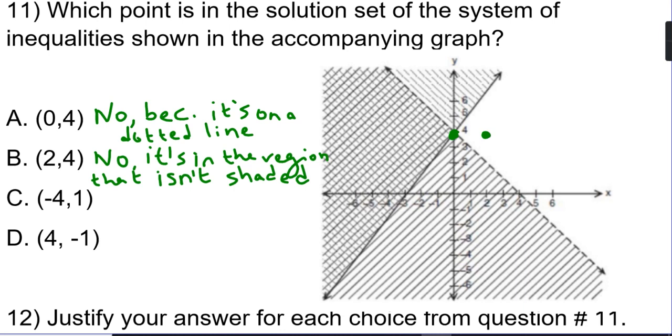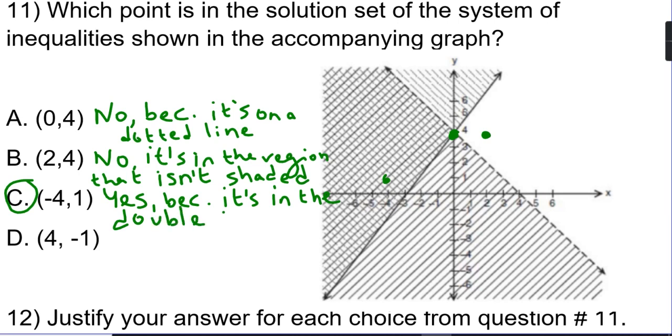Then we have negative 4, 1. Negative 4, 1, if you notice, is in the double shaded region. It's shaded in both directions. It's shaded for both graphs. So the answer for this one is yes. This is the one we're going to circle. I'm going to say yes, it is a solution because it is in the double shaded region. Okay, it's in the part that is shaded for both inequalities. Any point in that section of the graph is a solution to the system.